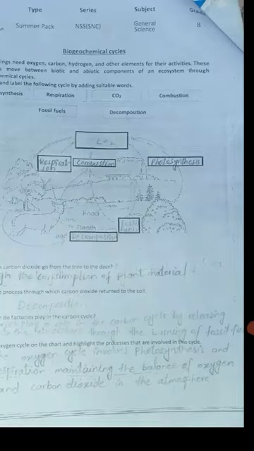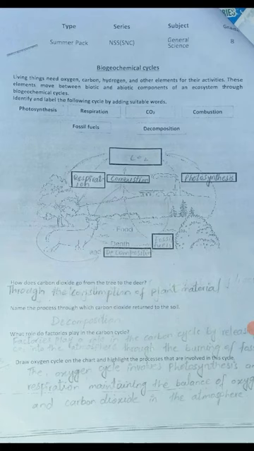What role do factories play in the carbon cycle? The third question is about the factories' role in the carbon cycle. Factories play a role in the carbon cycle by releasing carbon dioxide into the atmosphere due to the burning of fossil fuels. And the last question is draw the oxygen cycle on the chart and highlight the processes that are involved in this cycle. The oxygen cycle involves photosynthesis and respiration processes that maintain the balance of oxygen and carbon dioxide in the atmosphere. Students, you can draw the oxygen cycle on chart paper.